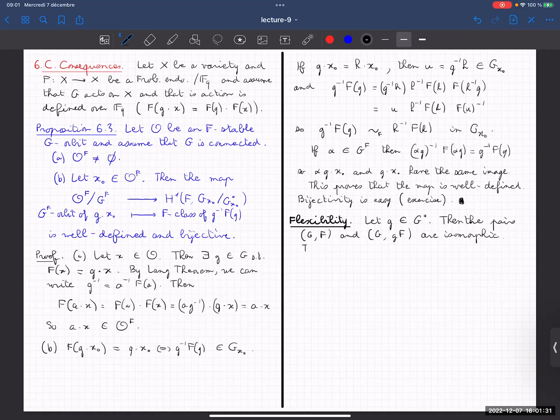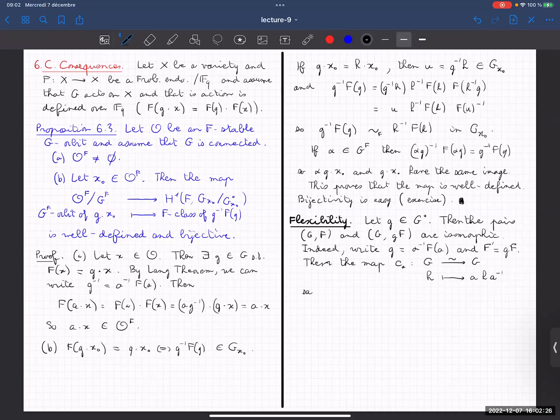For this, write G as A^-1 F(A). This is again Lang's theorem, okay? And I denote by F' the Frobenius endomorphism GF. Then the map that I denote by C_A, which is the conjugacy by A, that goes from G to G, that sends an element H to its conjugate by A. So this is an inner automorphism of the group G, okay?